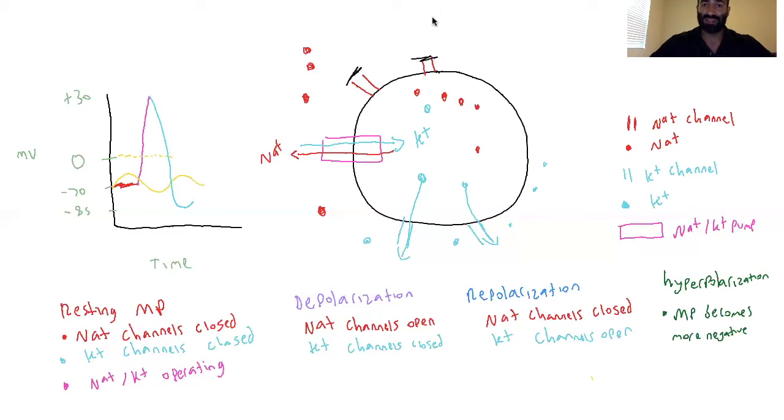And guess what? That's exactly what happens next: we have a return to baseline. So now we are going to go right back to resting membrane potential. We see here that at resting membrane potential, sodium channels are closed, potassium channels are closed, and Na+/K+ pumps are operating.